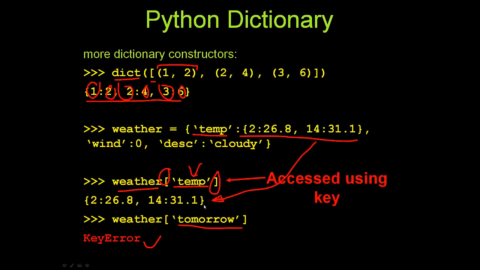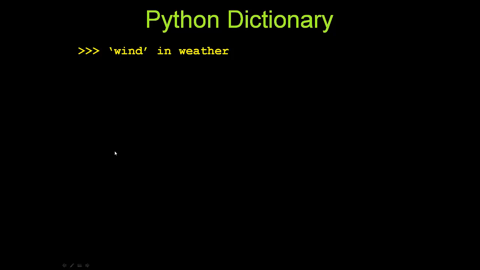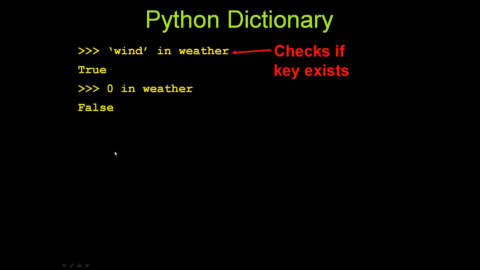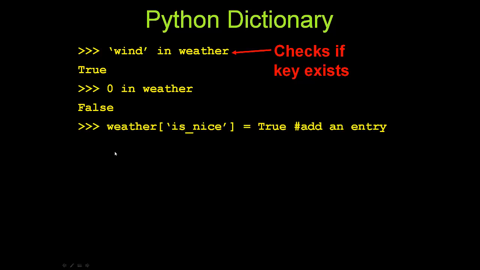Okay, if you look at this dictionary, whether has win inside as a key, so win in whether will be true. Okay, 0 in whether is false. Now next thing, if you do whether is nice equals true, this is actually an assignment sort of thing, right? So essentially you add another dictionary entry to the dictionary.